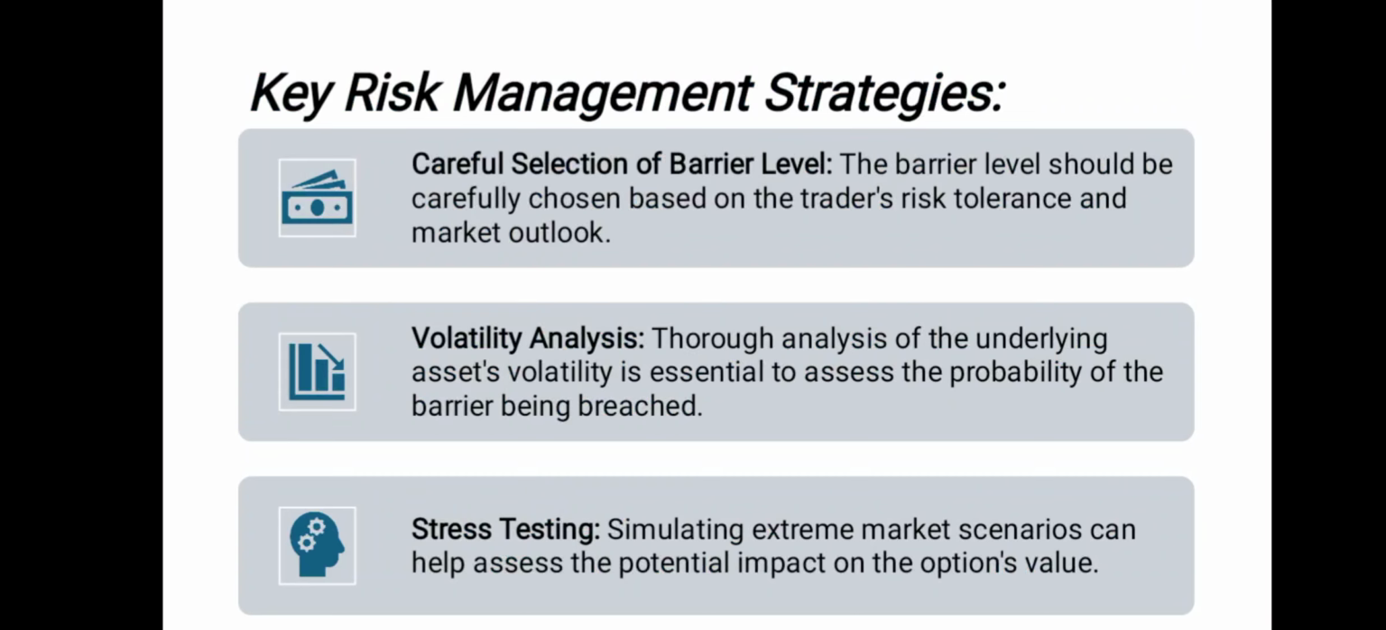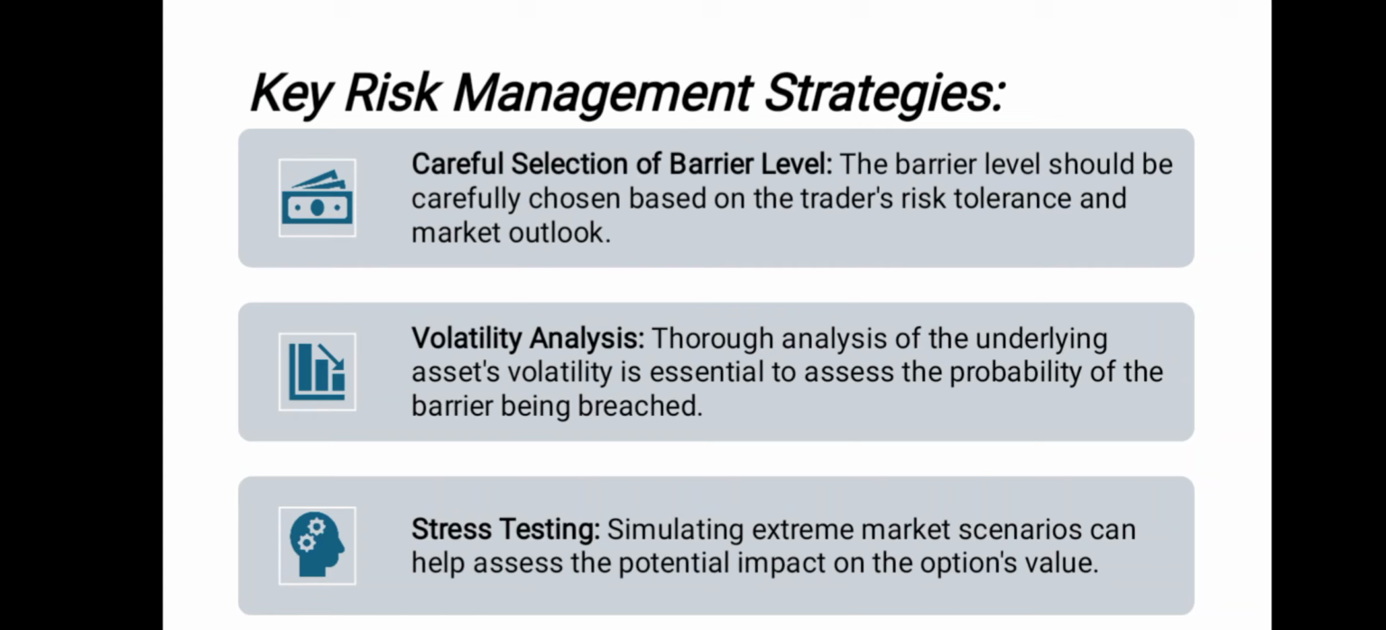These are the strategies to address the risks discussed above. The first one is careful selection of the barrier level. The barrier level, a price level, should be set by careful evaluation of several market conditions and environmental conditions. The next one is volatility analysis. Even though we have discussed the various factors which increase the volatility of the barrier option, the underlying asset should be analyzed properly, along with what will affect the underlying asset and its price.